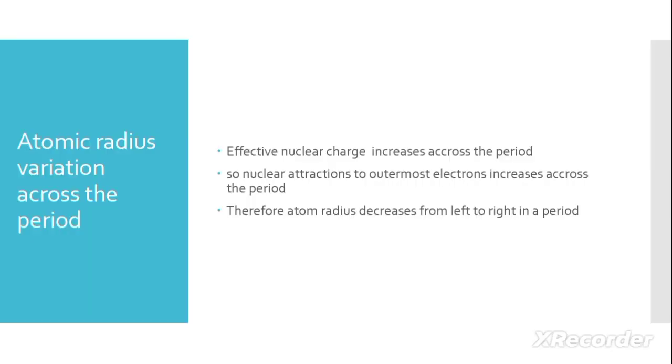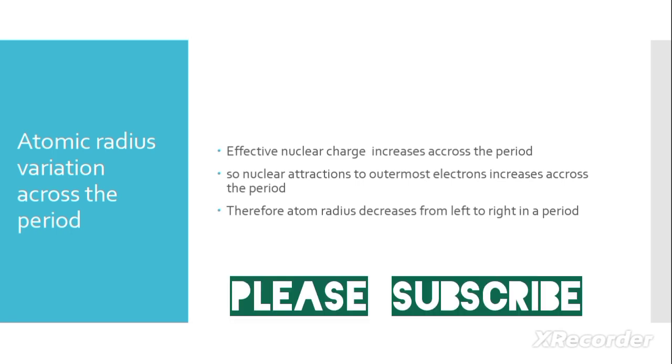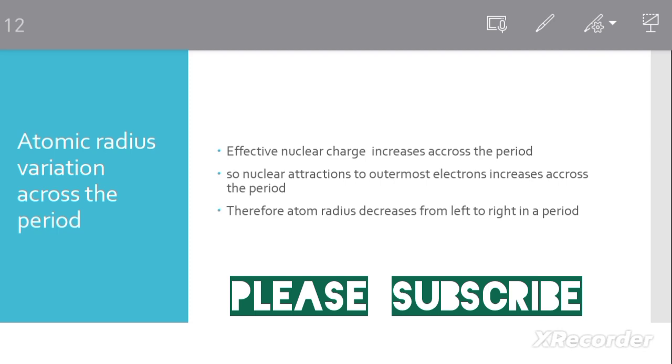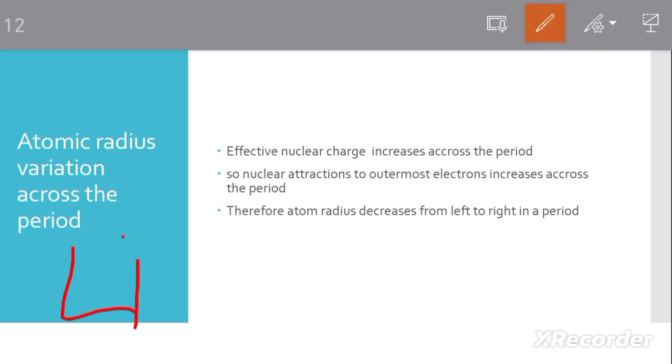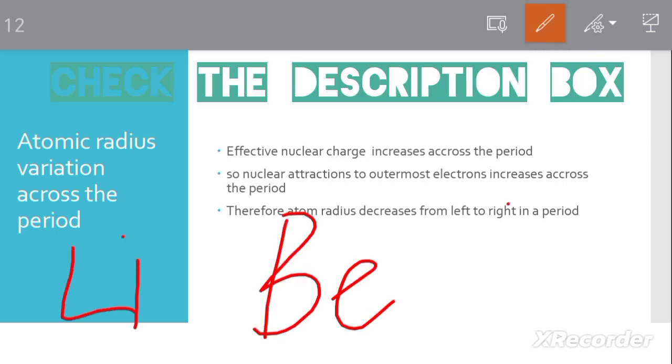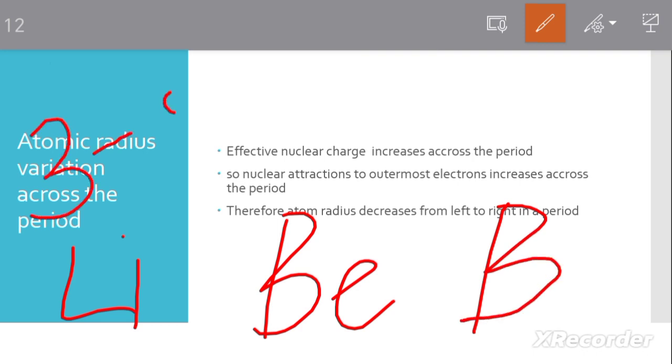Then we will compare the atomic radius variation across the period. Effective nuclear charge increases across the period. We will get some examples to calculate here. Lithium, beryllium, boron. Lithium atomic number 3, number of co-electrons 2. Here 1 is equal to Zeff.